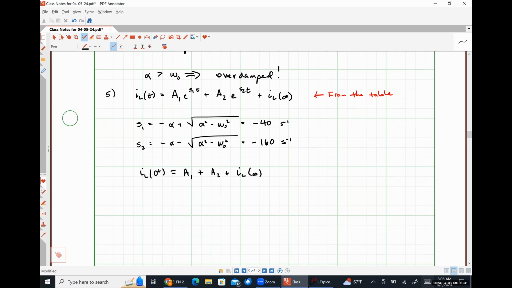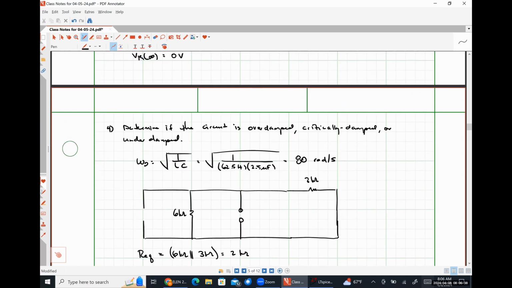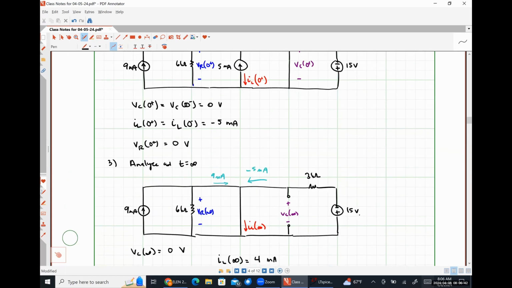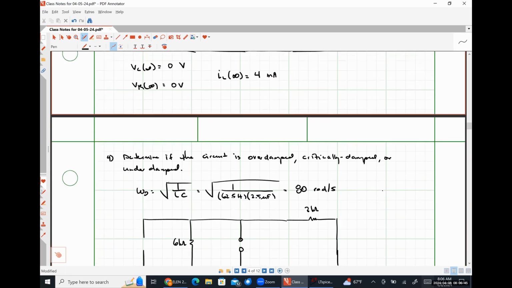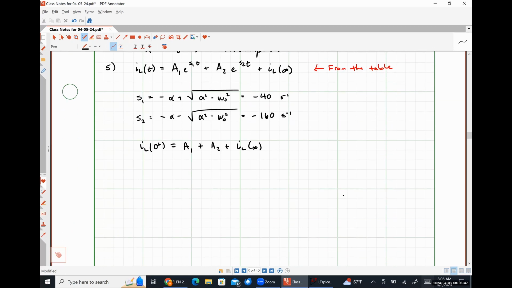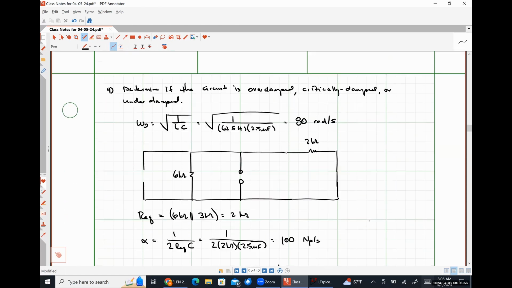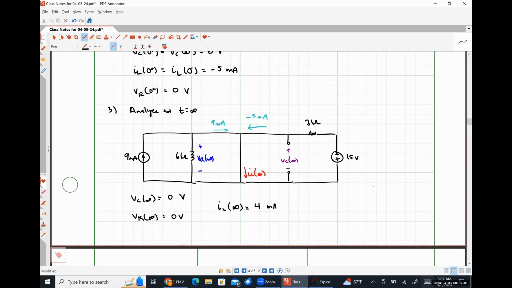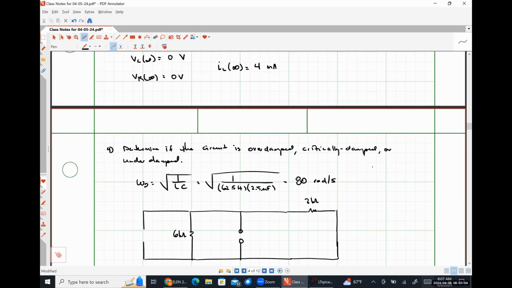And now we're going to substitute in numbers for IL at 0 plus and IL at infinity. So let's scroll back up here. At 0 plus, IL was negative 5 milliamps. So we're going to have negative 5 milliamps is equal to A1 plus A2, and at t is equal to infinity, we found that IL was equal to 4 milliamps.